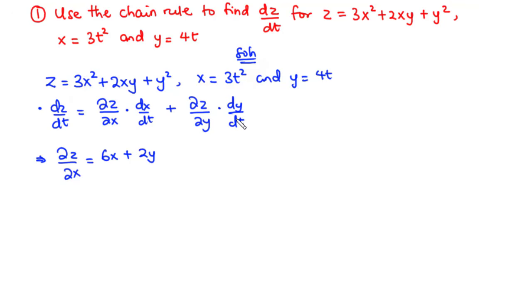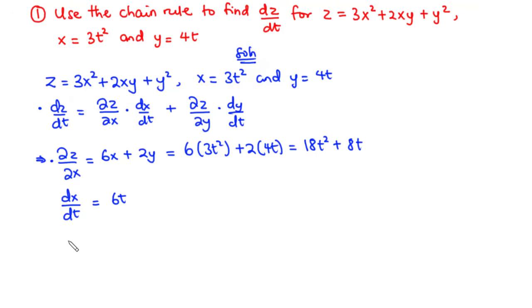So we are going to substitute the expressions for both x and then y into this result. So we are going to have 6 times x, that is 3t squared, plus 2 times y, 4t, and that is equal to 18t squared plus 8t. Next we move on to dx/dt. We are going to differentiate this function with respect to t, so that becomes 6t.